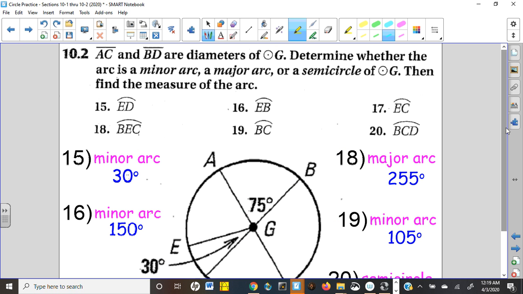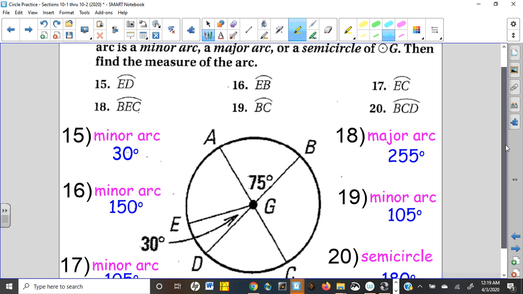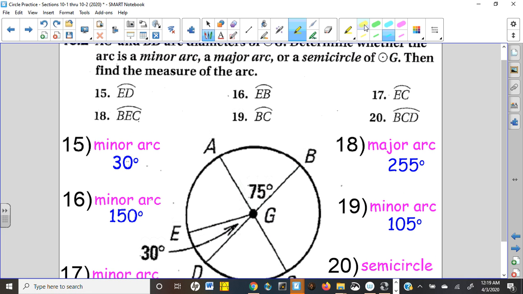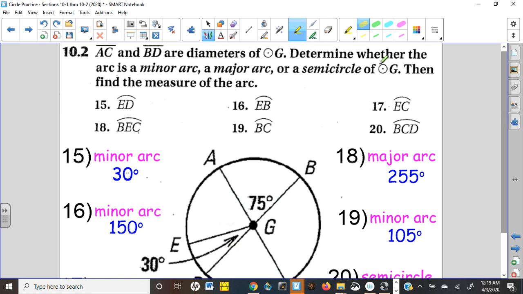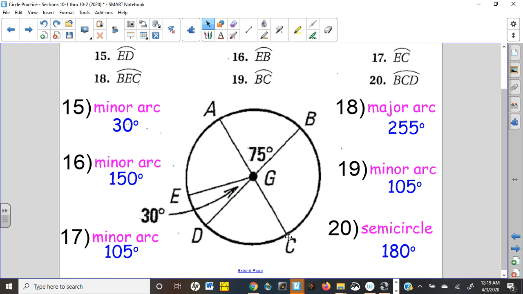So that brings us to arcs. Section 10.2 is about arcs, different types of arcs and how to measure arcs. And this wanted you to do two things. It wanted you to determine whether it was a minor arc, a major arc, or a semicircle, and it also wanted you to find the measure of the arc. And so here are the answers. What I would do on these is just take the 1 minute it would take and label the things, because then all you have to do is add and subtract to get all your answers.